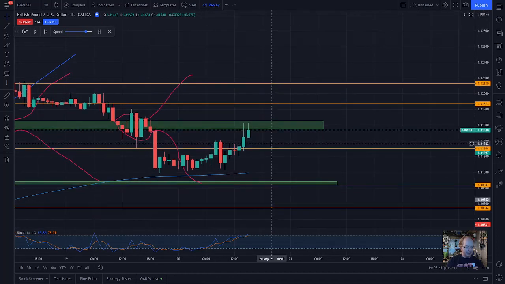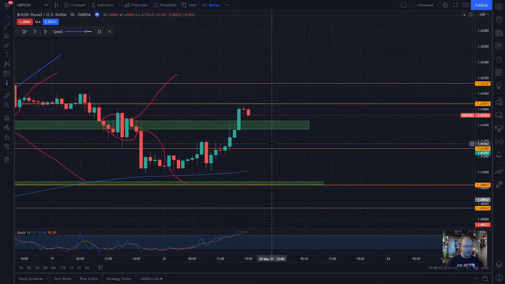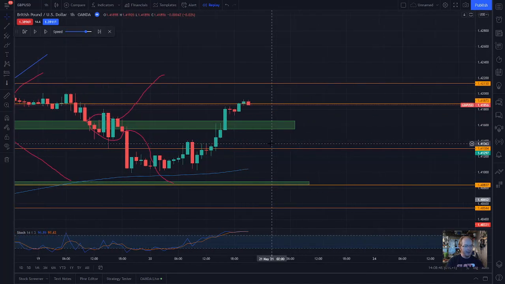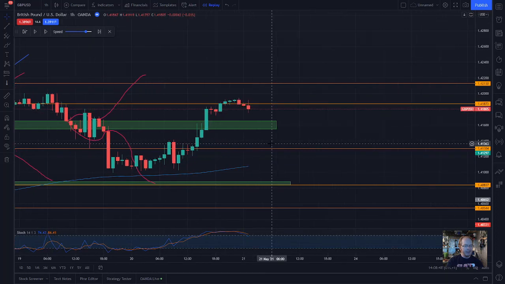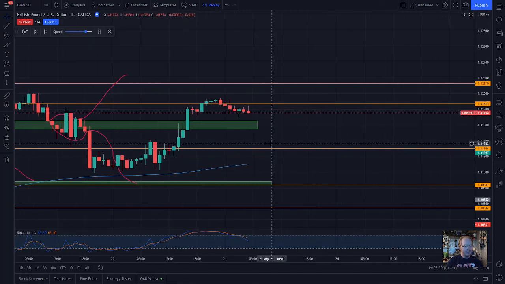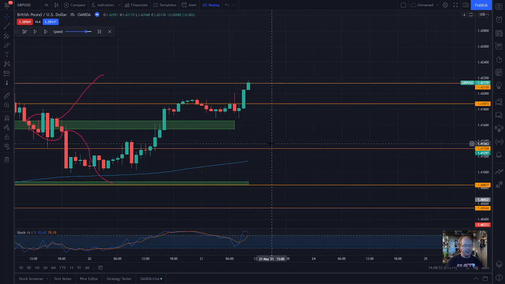So let's just have a quick play, see where that goes. So that carried on through. So it obviously is trying to go higher, this one. So it would be one to carry on watching.